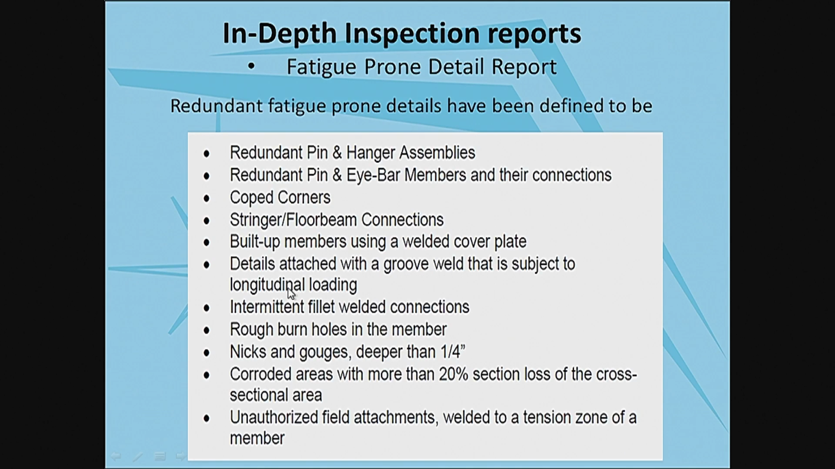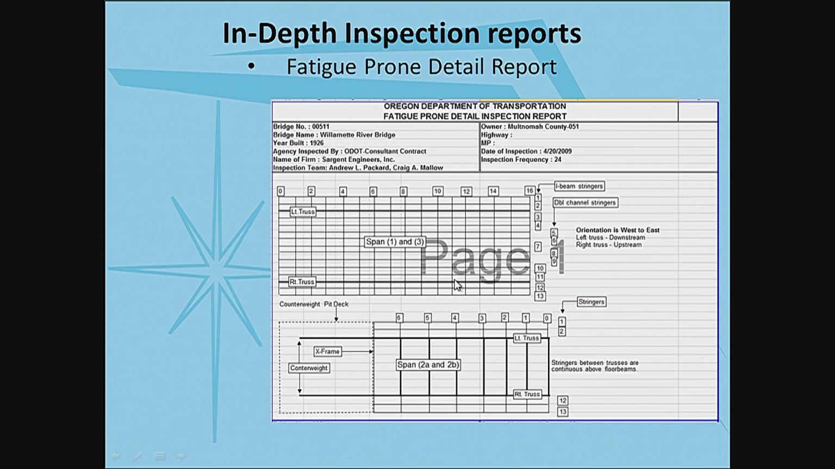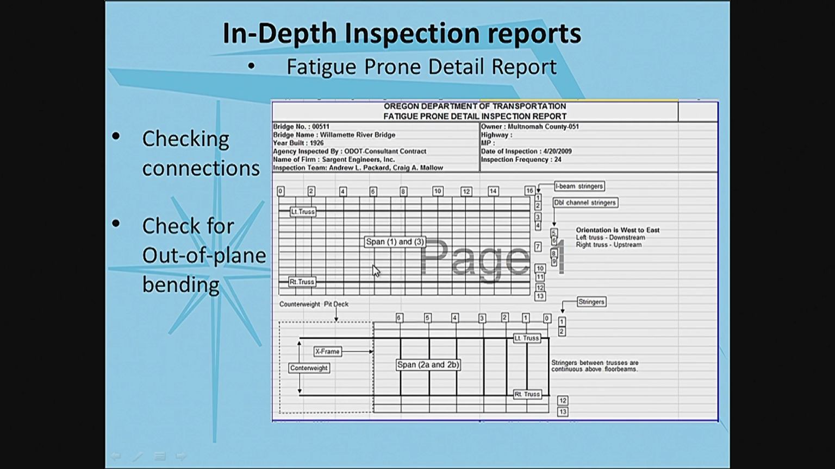And there's a list. One thing we can provide is a bridge inspection program manual that shows other fatigue-prone details to look for, and we can provide that link as well. So here's an example of a fatigue-prone detail report, and it shows the stringer floor beam connections. Here you're looking at the truss lines. So you're checking the connections, the stringer floor beam connections. You're checking for out-of-plane bending. That is, the inspector is doing that. And you're checking for fatigue cracking.